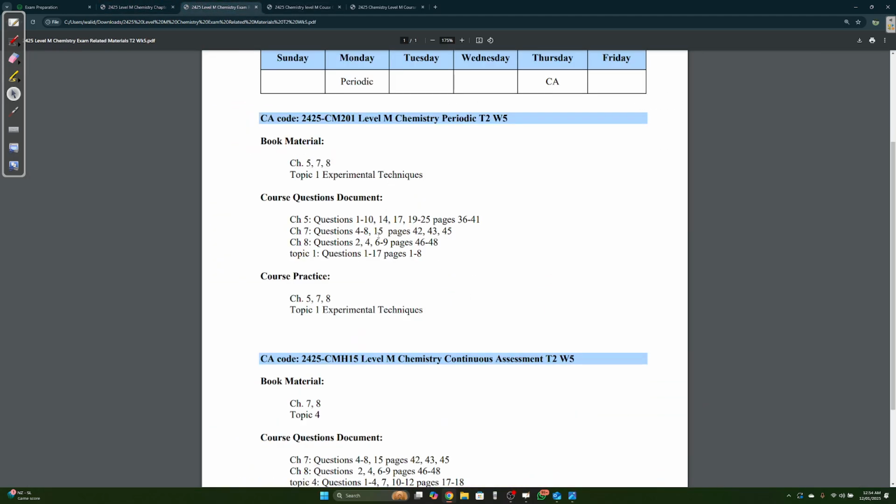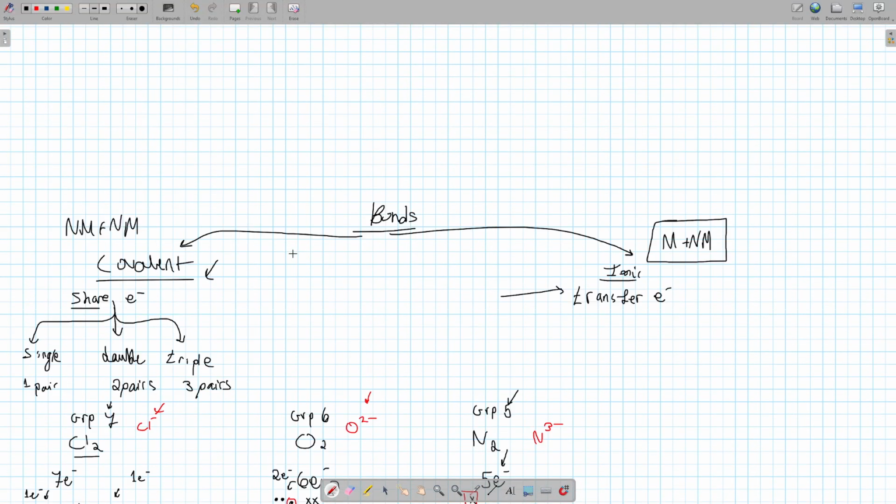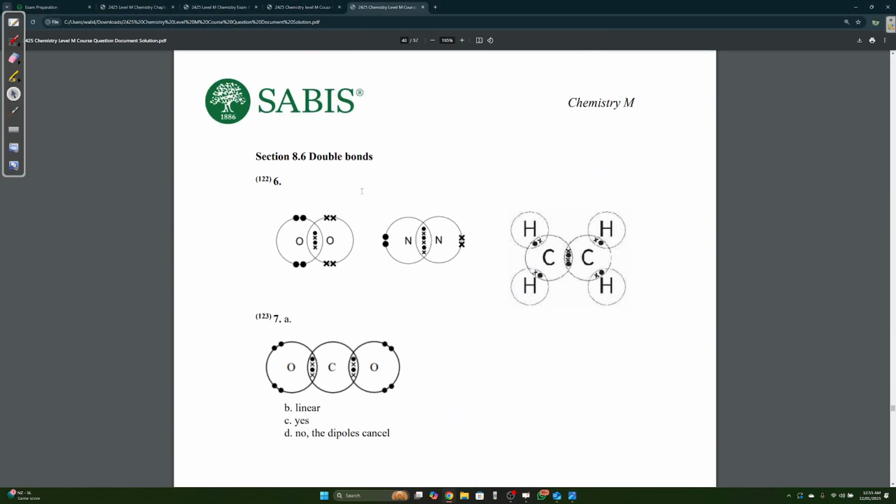Next question: draw the dot cross diagram for O2, C2H4 and N2. So O2 and N2, I already drew them, so I'm gonna skip this. You can go back in the video. We drew them over here, right? So we can skip this easily.